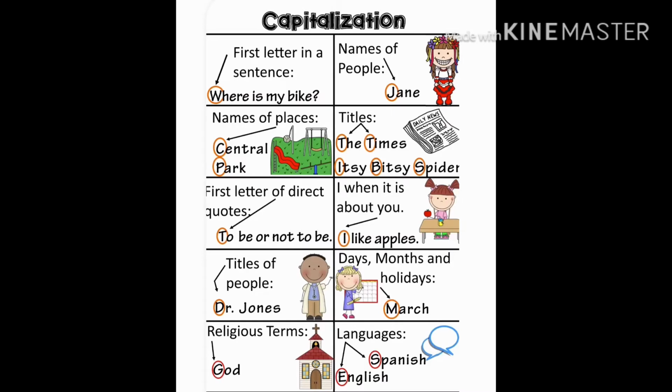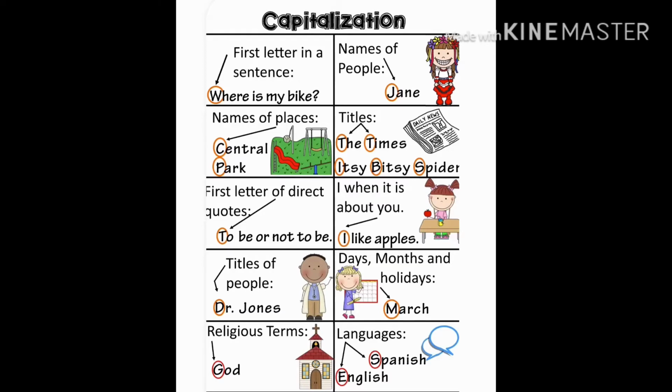The topic of today is about capitalization, okay, capital letter. Here you have the use of this or when you have to write the capital letter. First letter in a sentence, okay? Where is my bike? The first letter is in capital letter. Name of people, okay? For example, Jane or Peter or a proper name, okay?